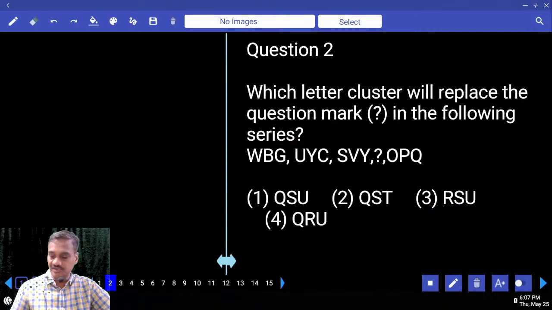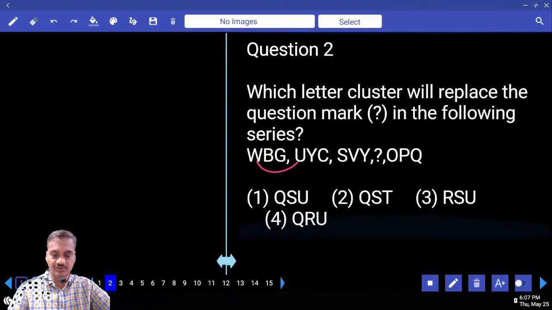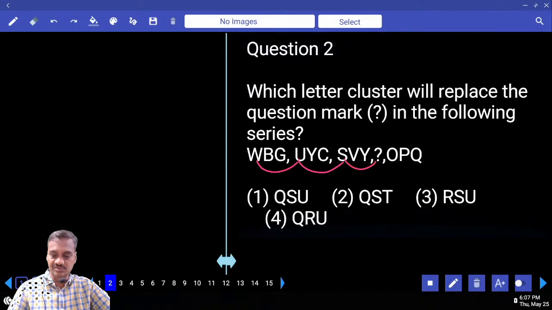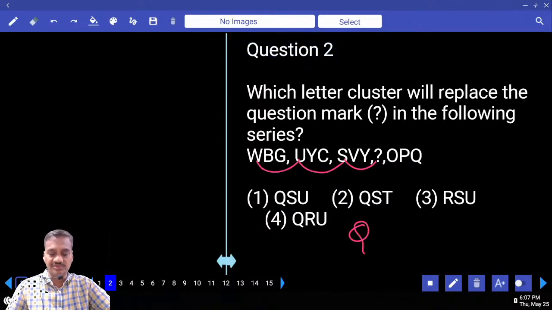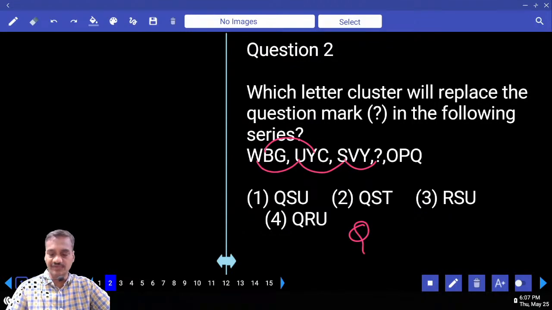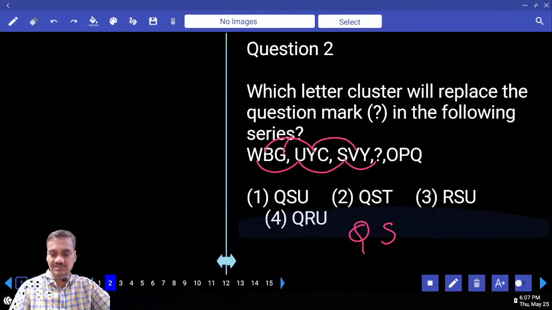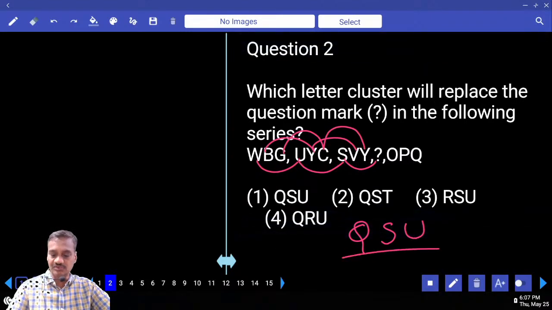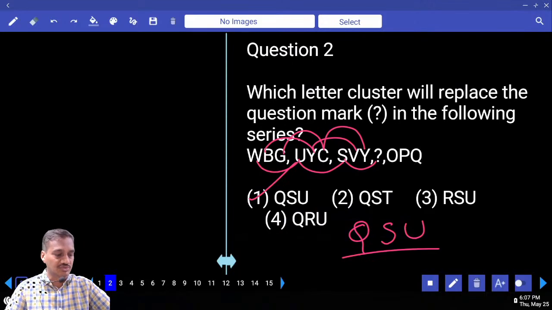Now we need to find out the series here. W and U, the difference is minus 2. U minus 2 is S, S minus 2 is Q. First element is Q. Second, B and Y, 28 and 25, minus 3. 22 minus 3, 19 is S. And G and C, 7 minus 4 is 3, 29 minus 4, and 25 minus 4 is 20. So what is your answer? Choice 1, question number 2.